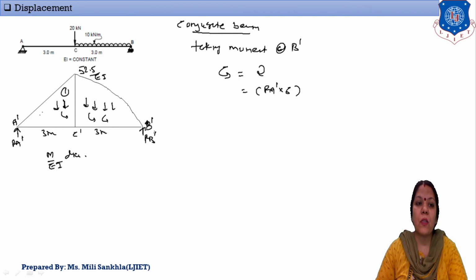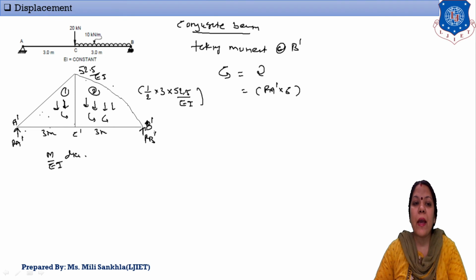Now this is my first and this is my second area. First is the triangle, 1/2 into 3, 52.5 by EI, and from this B point the first distance is 3 and here this base is given, so 1/3 into 3. So mention on this side 1/2 into 3 into 52.5 by EI, and CG is equal to 3 plus 1/3 into 3.